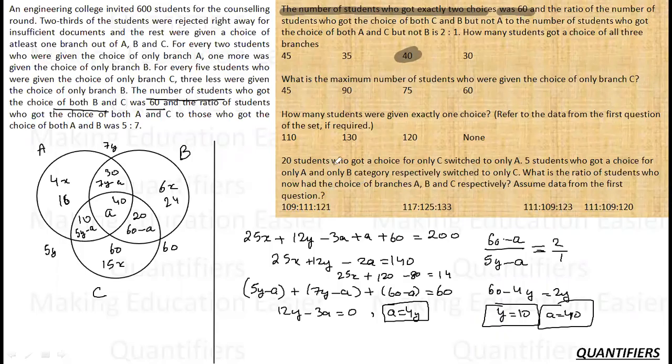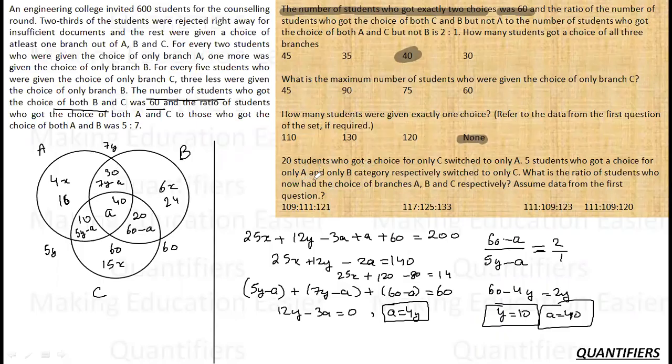For second, I need to go independently. So let me just look at this scenario. How many students were given exactly one choice? Refer the data from first question of required. Exactly one choice is 100. So it is none. Okay, 25x was exact. That was 100. So it is none.